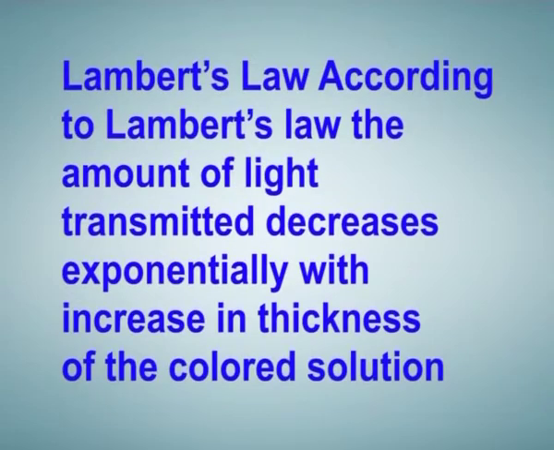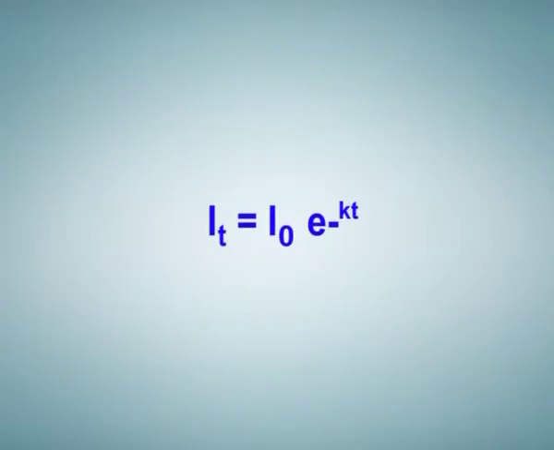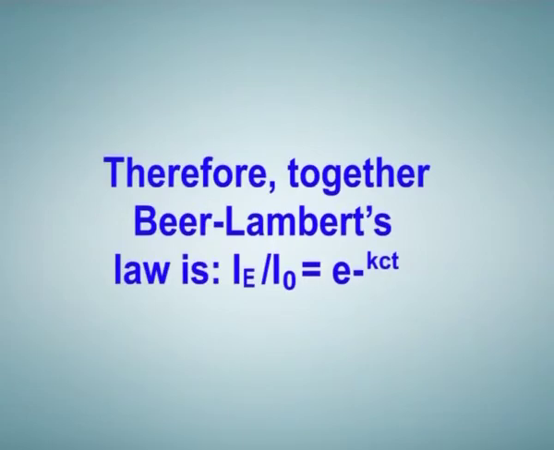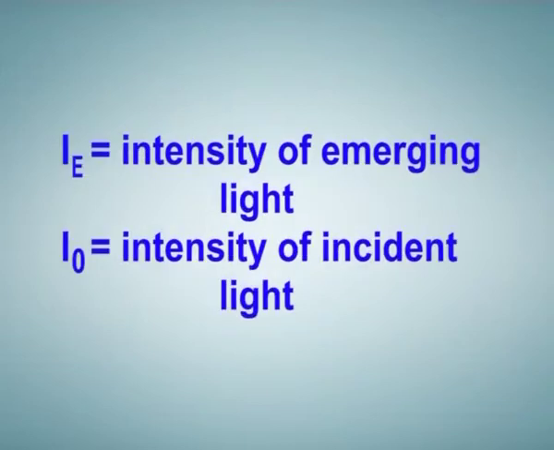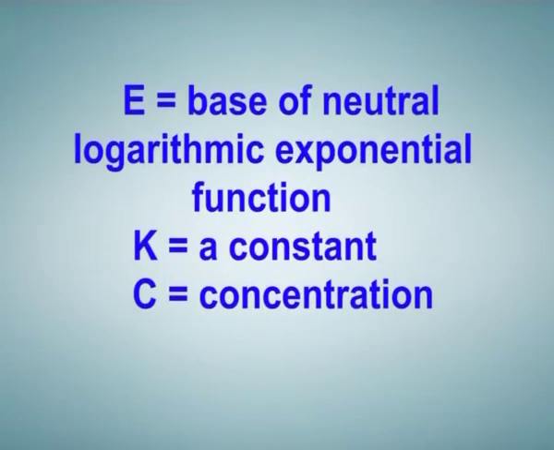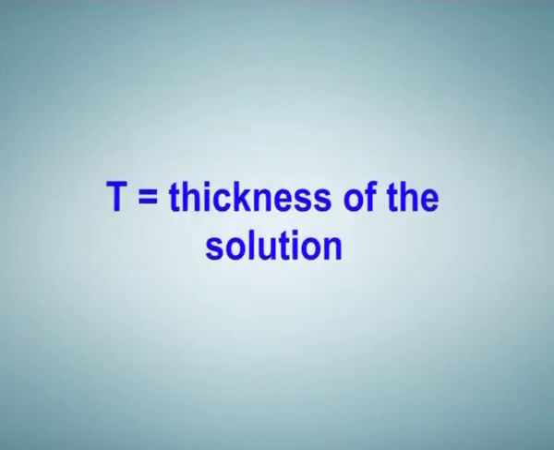Lambert's law. According to Lambert's law, the amount of light transmitted decreases exponentially with increased thickness of the colored solution. It = I0 e^(-kt). Therefore, together the Beer-Lambert's law is Ie/I0 = e^(-kct), where Ie is the intensity of emerging light, I0 is the intensity of incident light, e is the base of the natural logarithm exponential function, k is a constant, c is the concentration, and t is the thickness of the solution.